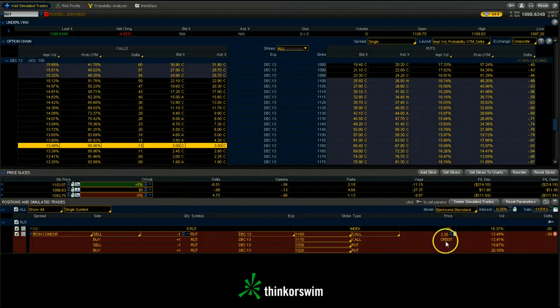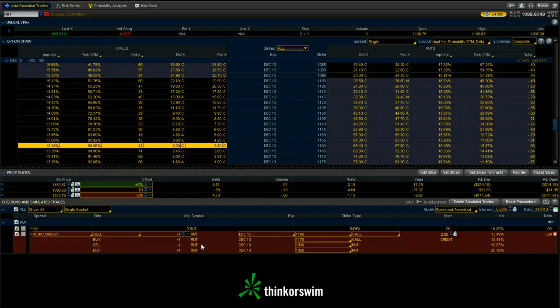So anyway, I collected a 235 credit and I risked the difference, which would be $1,000 minus 235. So I margined $765 for this one position Rut. Normally I would do more than that, but this one I just put in on one. I may put in more later on, but for now I just want to take a look and see what the market's doing and feel it out.